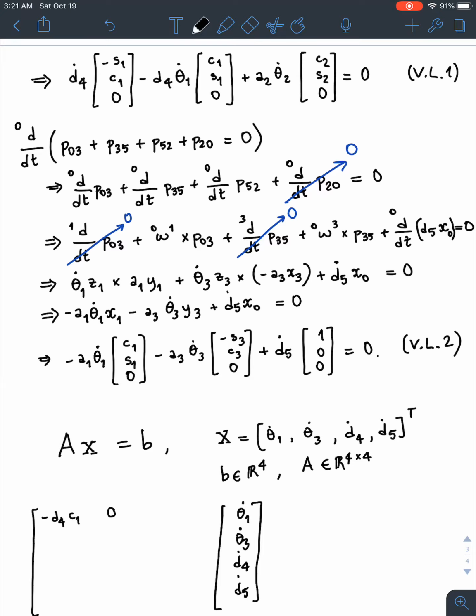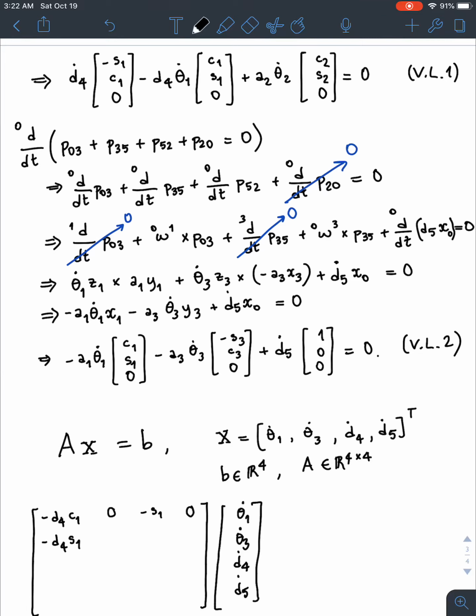Okay. Again, I'm looking at the same equation, and I'm looking at what multiplies d4 dot in this case, and I see that it is equal to negative sine of theta 1. Then again, I'm looking to see if I see a d5 dot, and I fail to see one. So the coefficient of d5 dot in that equation is 0. Very good. Now I'm looking at the second row of this equation VL1, and I am going to identify what multiplies theta 1 dot again. And what I see is negative d4 sine of theta 1.